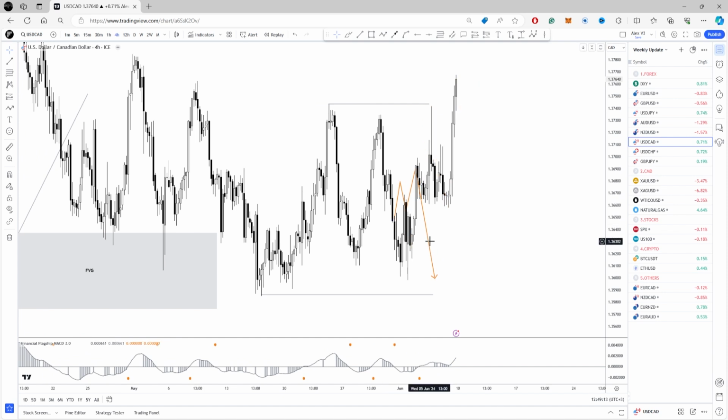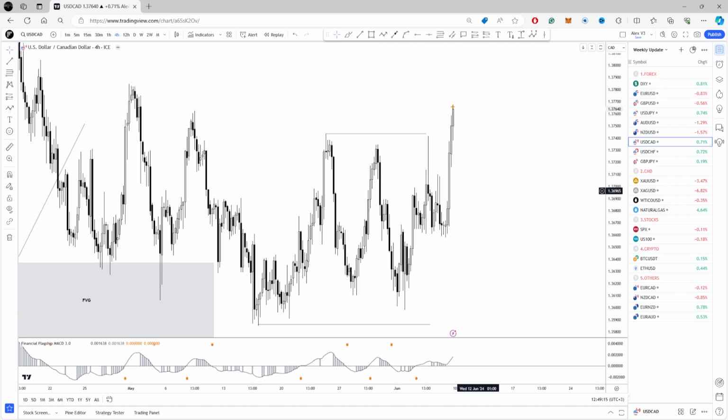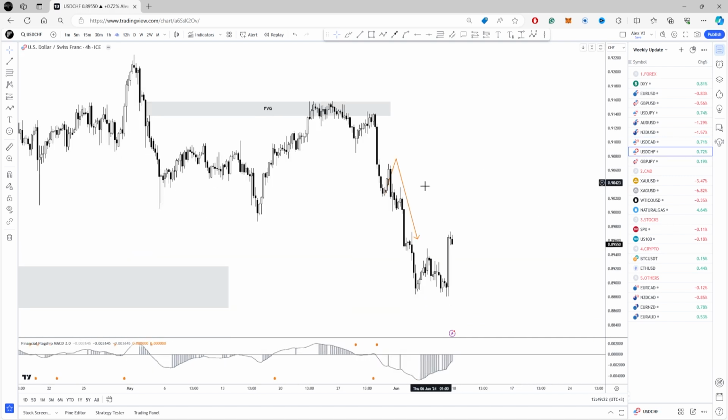So what I'm expecting here in the coming week for USDCAD is a pullback and one more move towards the upside. Dollar Swiss franc, this was an amazing trade for us.